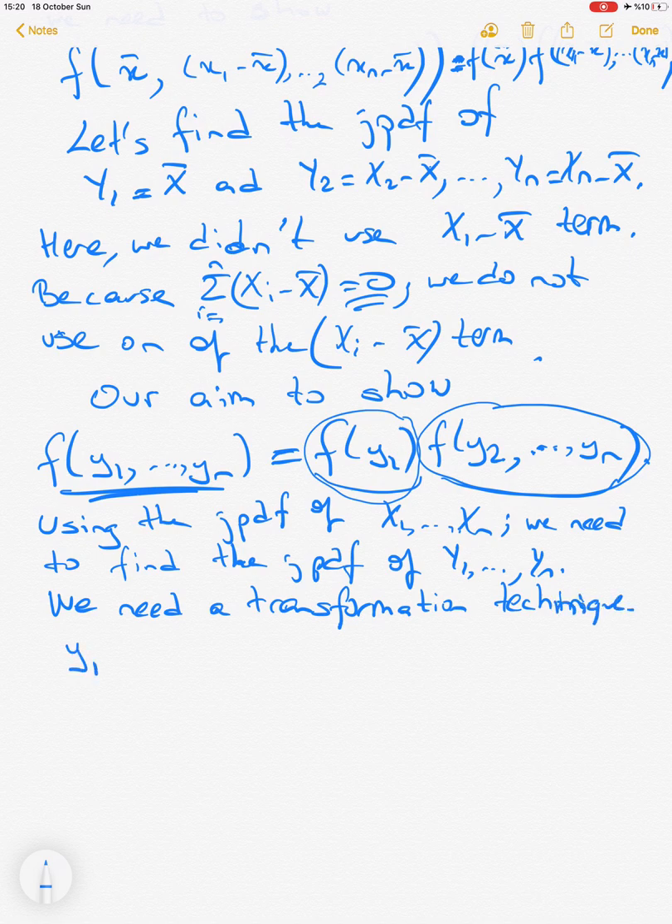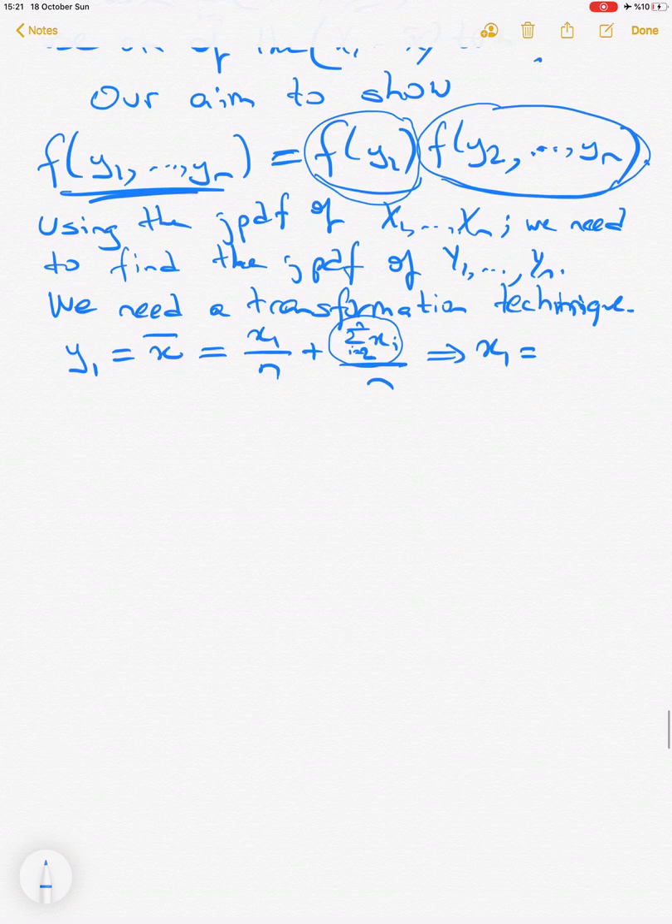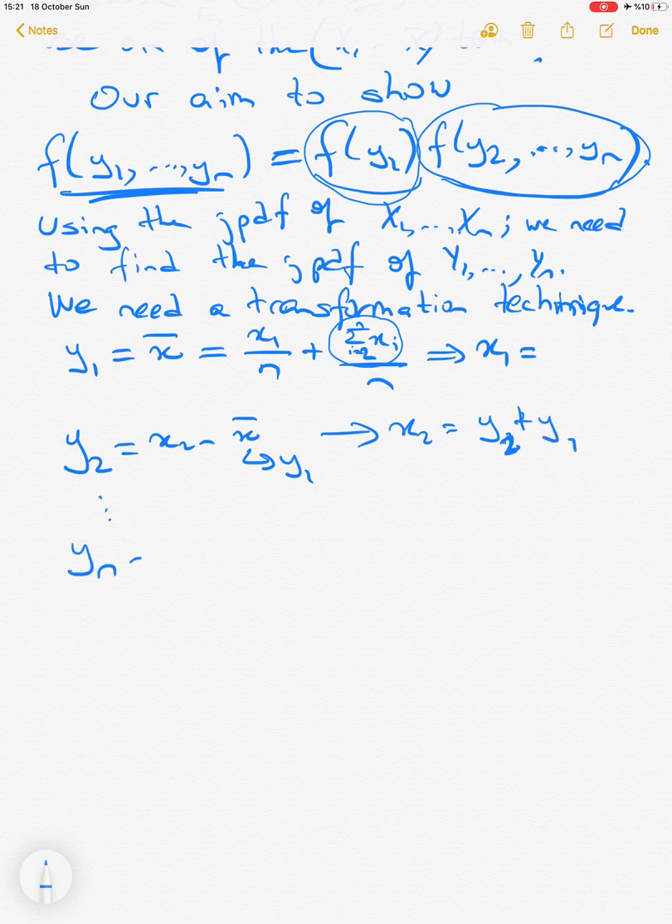Okay, so our first, y1 equals x bar. We can write this as x1 over n plus the summation of all other xi values, starting from 2 to n. Then we will try to write x1 as a function of the other y's, but at this point it's better to find the other x2 to xn values, and then we can replace this sum by other y values. Okay, so we can write y2 as x2 minus x bar, but our x bar is just y1, so from here we can write x2 as y2 plus y1. Similarly, we can do all the other y values. X bar again will be y1, so xn can be written as yn plus y1.